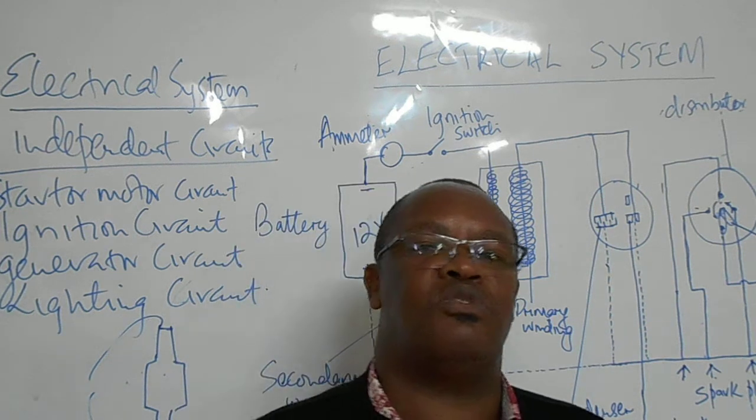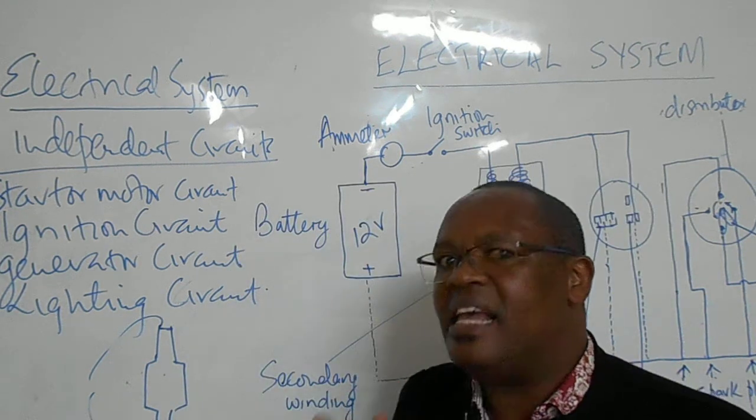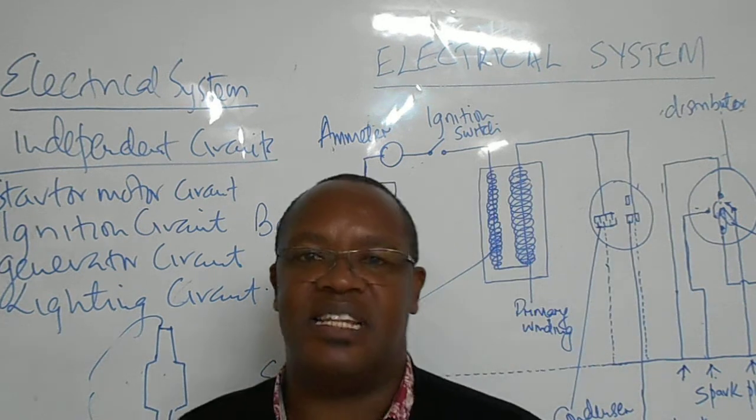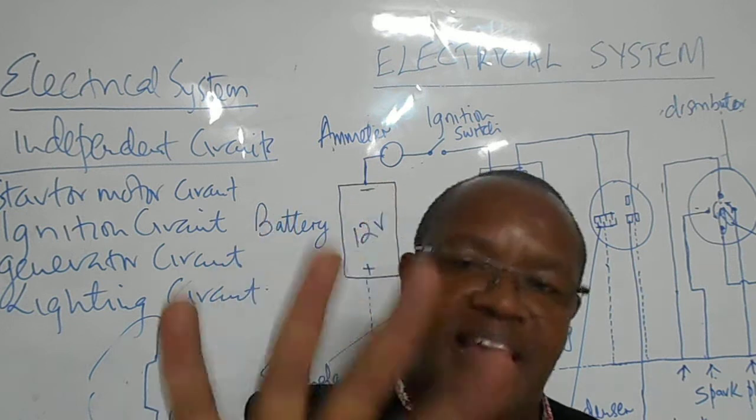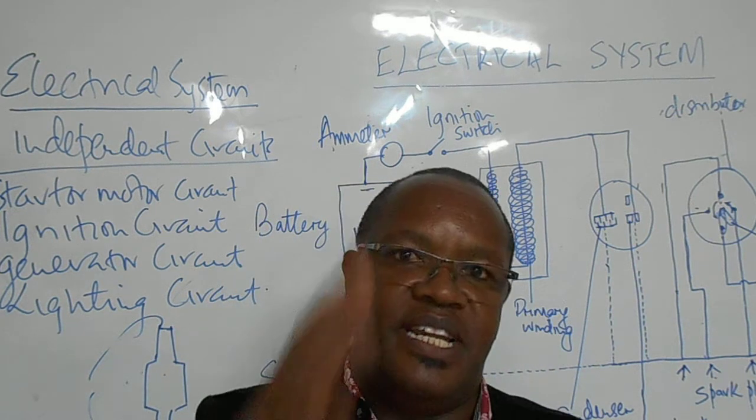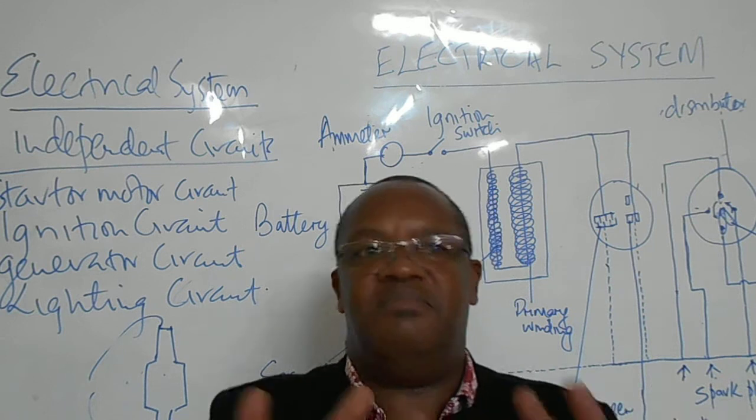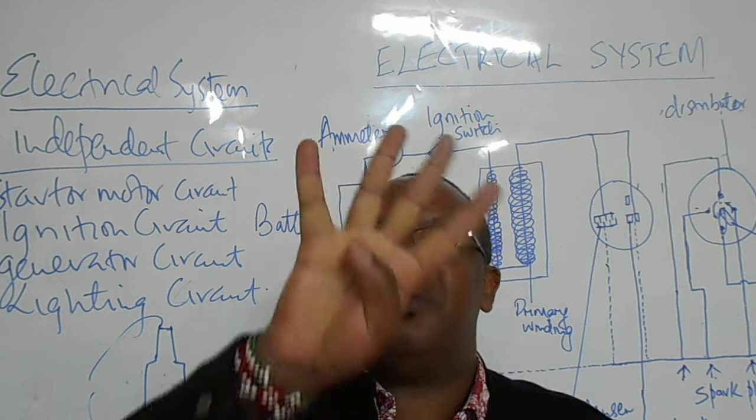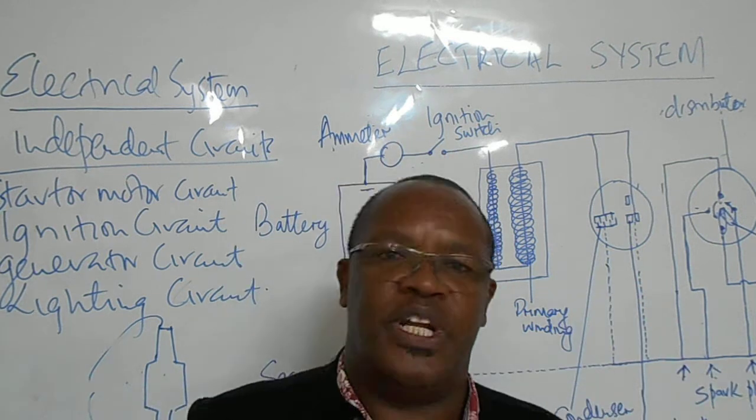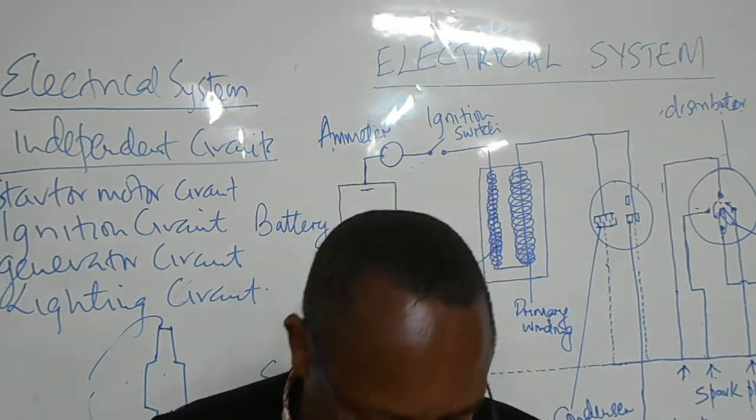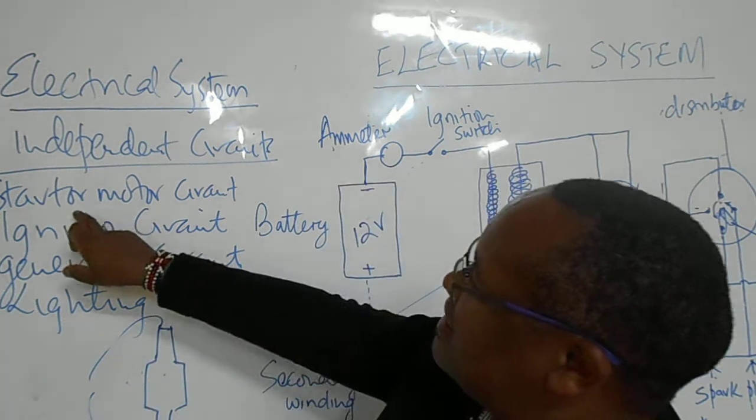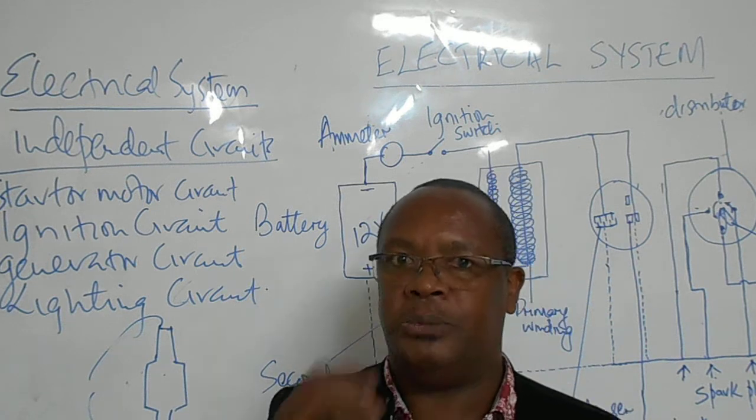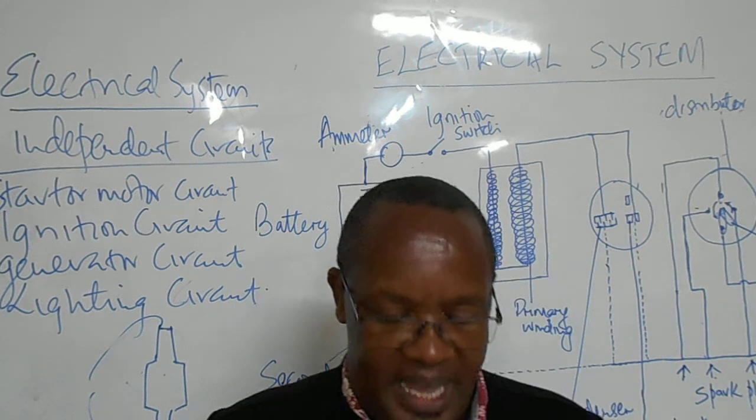So today, I want us to focus on just the key areas of the electrical system. One thing you need to note is that the electrical system has four circuits, which are independent of each other. So it is a system. The electrical system is very complex in the tractor. It has four independent circuits, but they are all connected to the battery. The first circuit is known as the starter motor circuit.